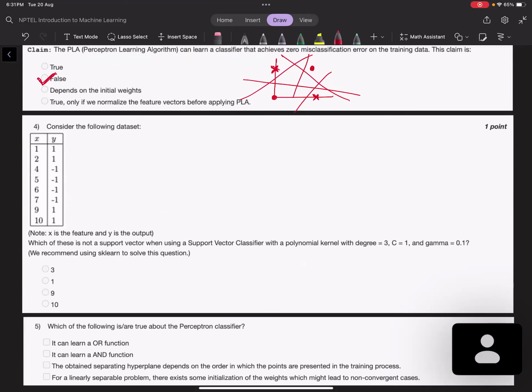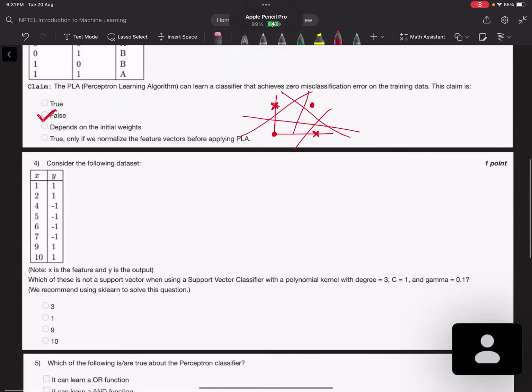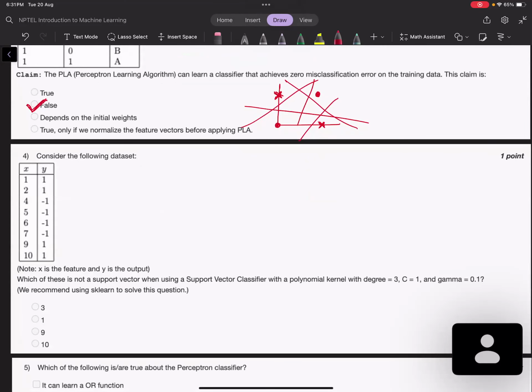Next question. Consider the following data set. Note X is the feature and Y is the output. Which of these is not a support vector when using a support vector classifier with a polynomial kernel with degree equal to 3, C equal to 1, and gamma equal to 0.1? We recommend using sklearn to solve this question. Let me set up sklearn in my system, and then we'll solve this question one by one. It will be better to solve it on the laptop. I'll just switch the screen sharing.